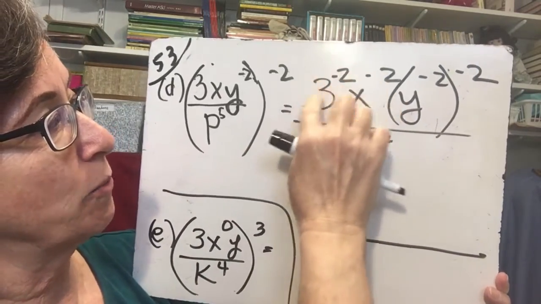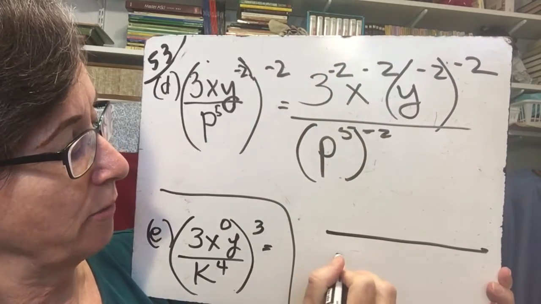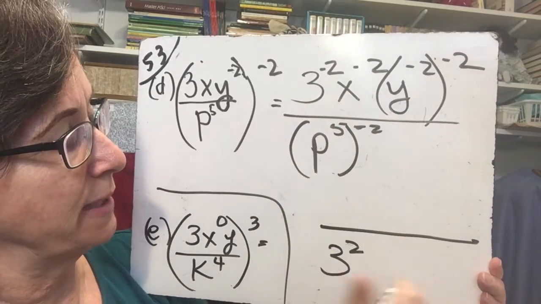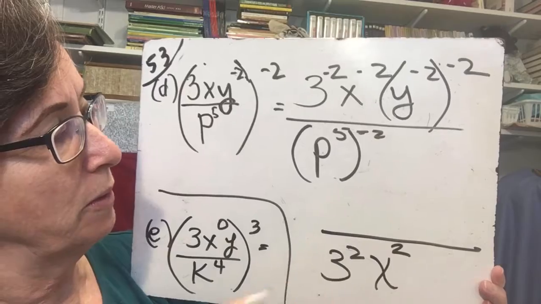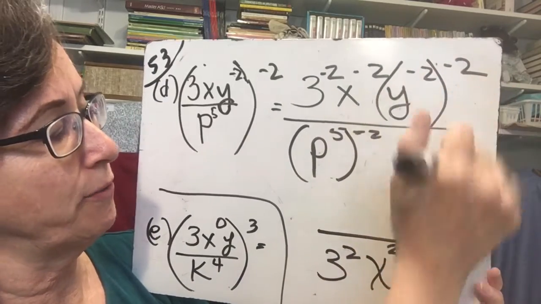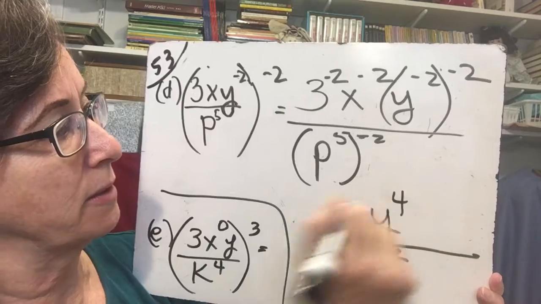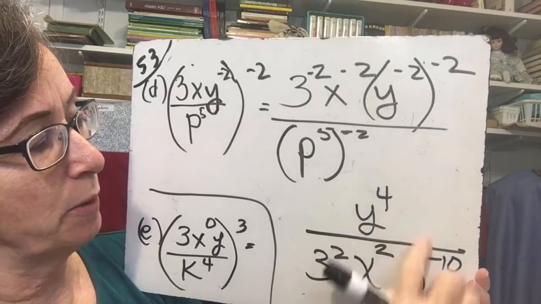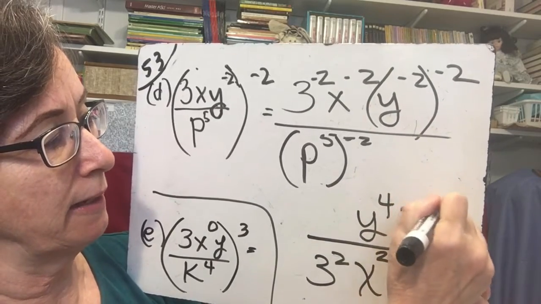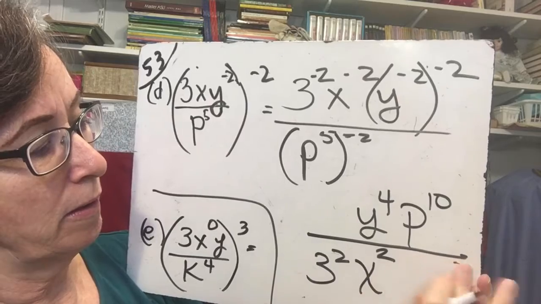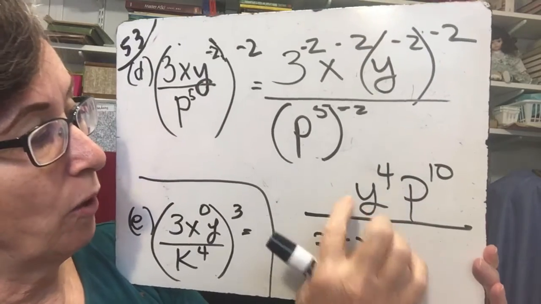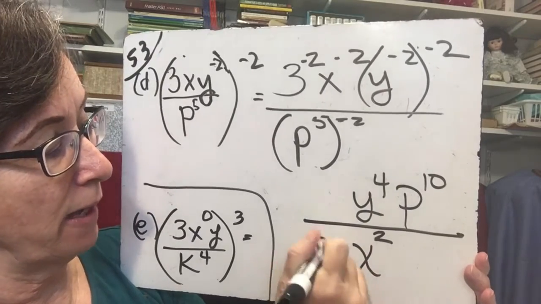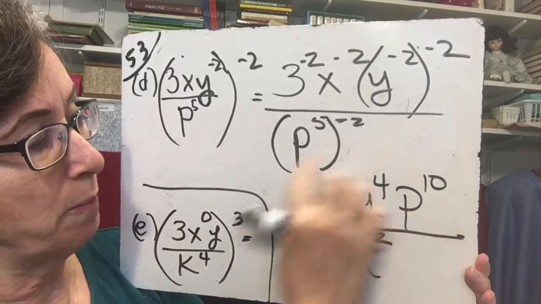All right, so the 3 to the negative 2 is going to go downstairs and become a 3 squared. The x to the negative 2 is going to go downstairs and become an x to the 2. This is a y to the 4, isn't it? So it's going to stay upstairs. And a p to the negative 10 down here is going to move upstairs and become a p to the 10. Okay, so that would be the correct way to leave it. Y to the 4th, p to the 10. And then we need to make this 3 squared a 9, x squared. So this would be the correct way to leave it.